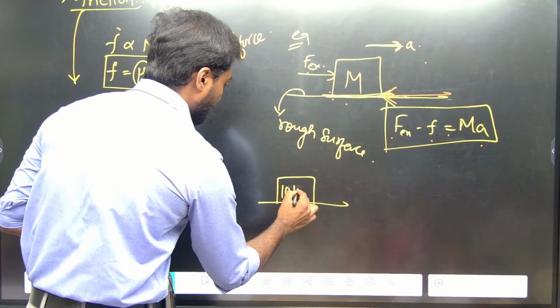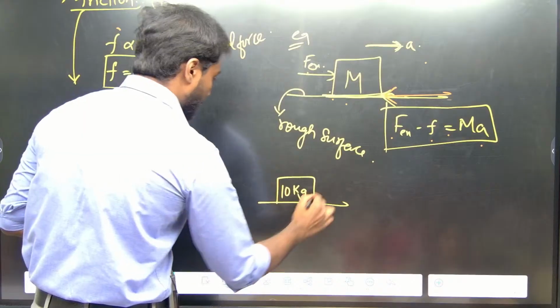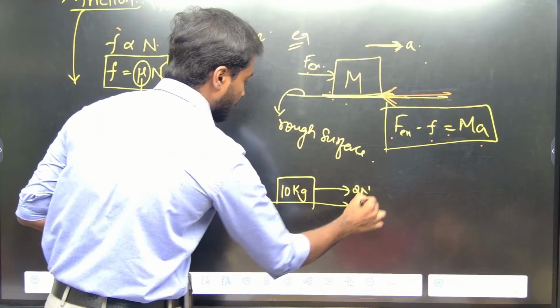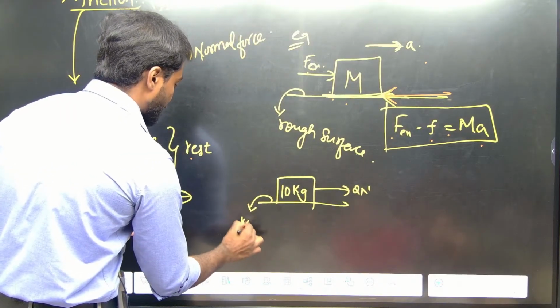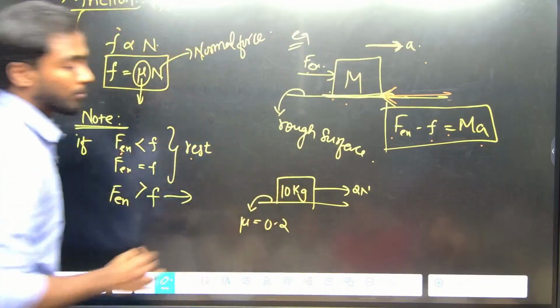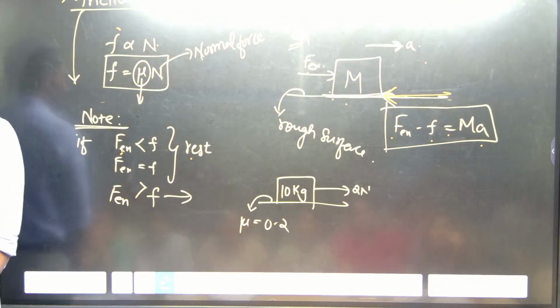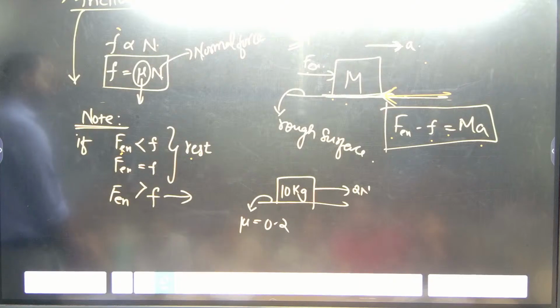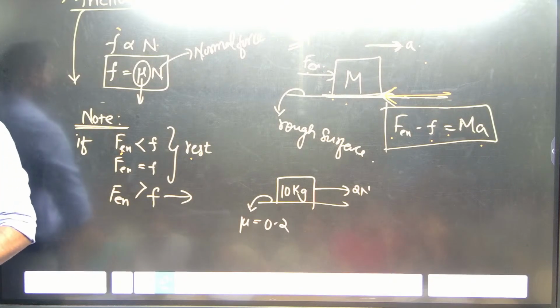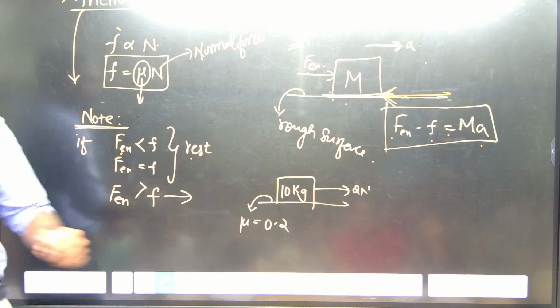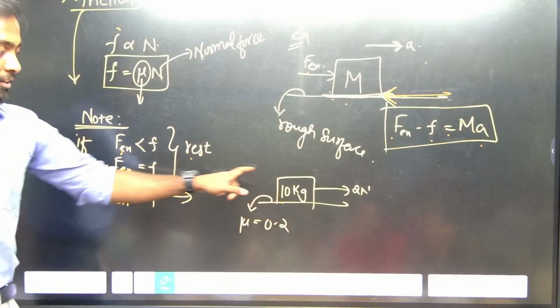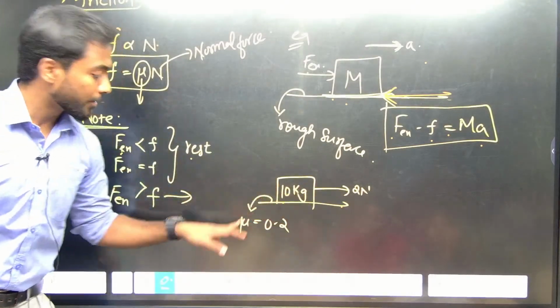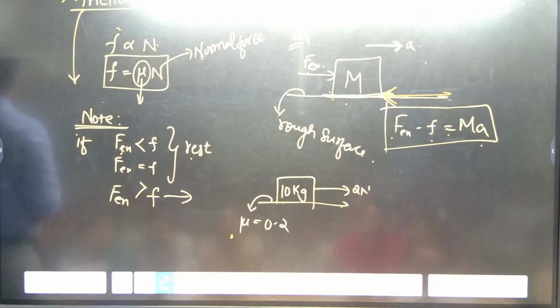There is a 10 kg block. I have applied a force of 2 Newton. The coefficient of friction is 0.2. Okay, listen here. So 10 kg block, external force is 2 Newton and coefficient of friction is 0.2.